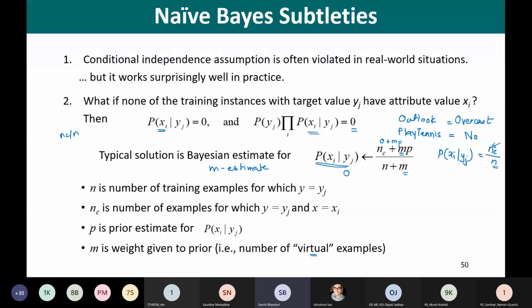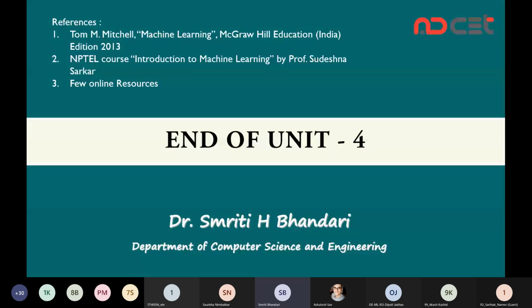Right? So with this, we have completed discussion about the Naive Bayes classifier, and in fact we have completed the discussion about this unit number 4. Right? So we have come to the end of unit number 4. These are the references that we have used for the discussions under all the concepts of this unit. So I hope you must have enjoyed this probability theory and Bayes learning for prediction.